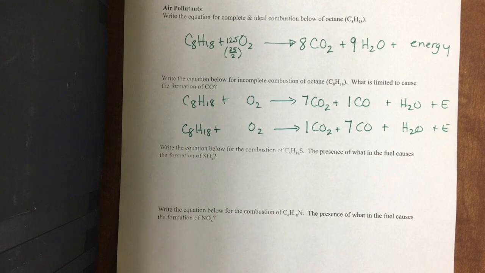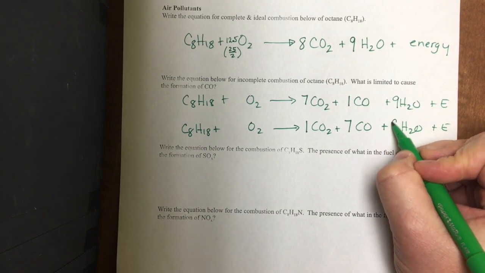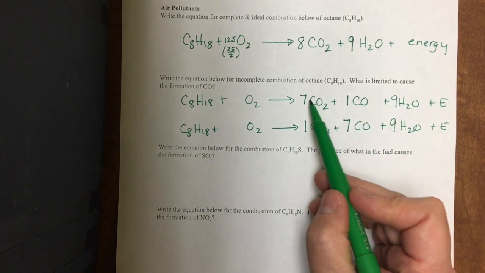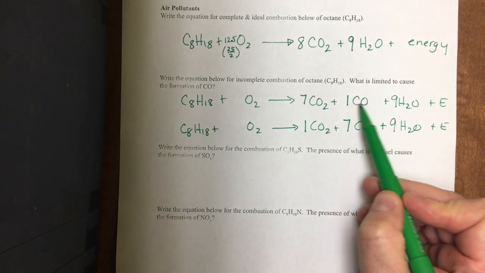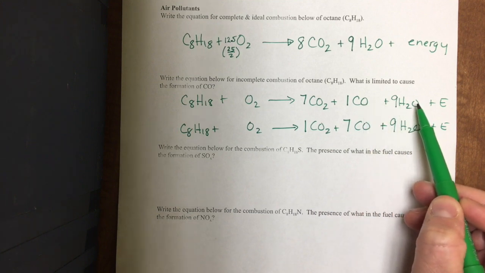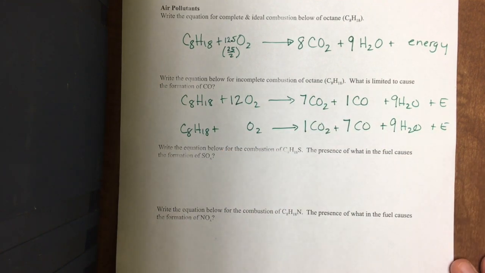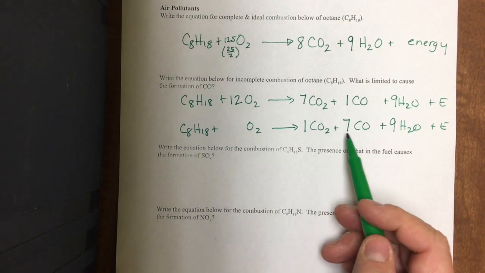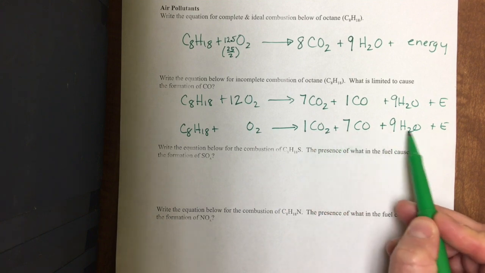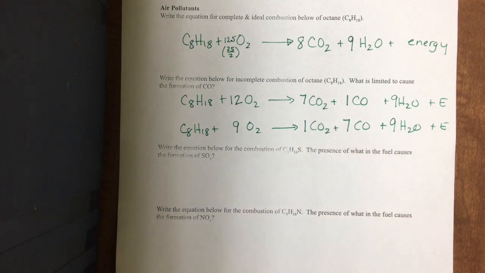So you'll notice my carbons will balance. My hydrogens will balance the same way with the 9 there. And now just to balance my oxygens. Here I have 7 times 2, 14, plus 1 is 15, plus 9. So 15 plus 9 is 24. So this is going to need 12 oxygens. Versus down here, to balance it, I'm going to need 2 plus 7, 9, plus 9, 18. So this is only going to need 9 there.